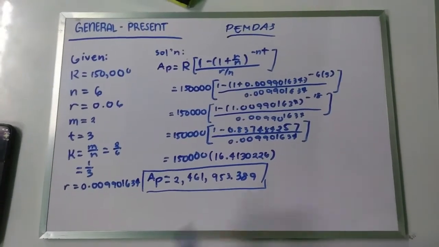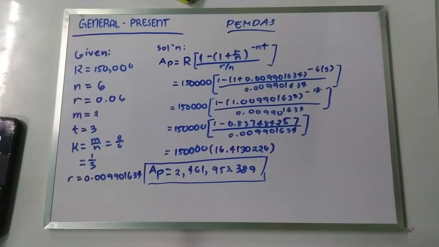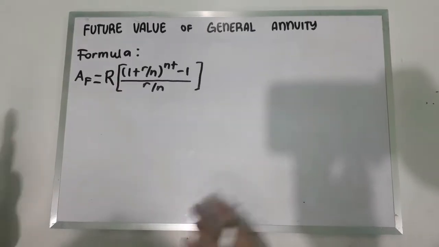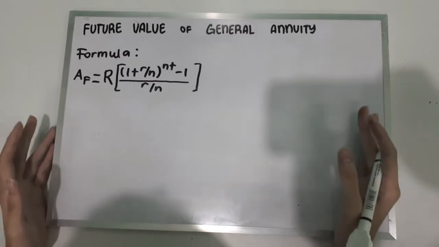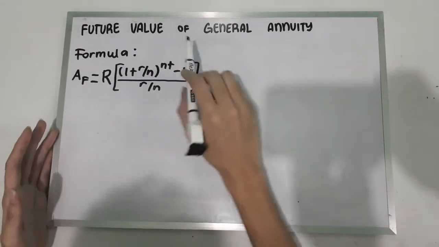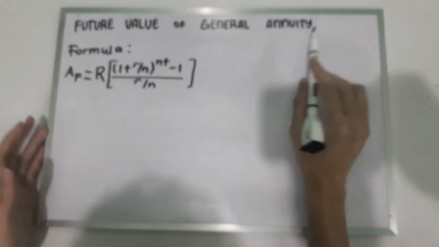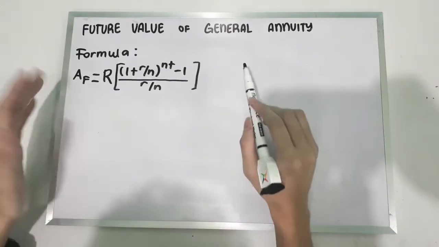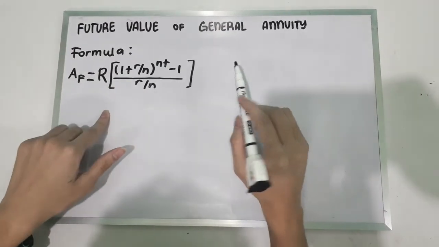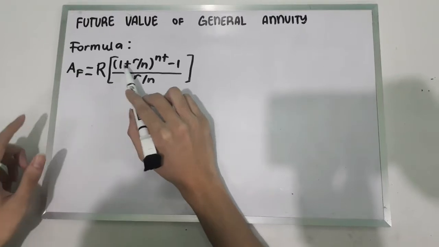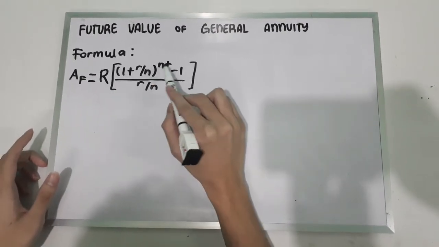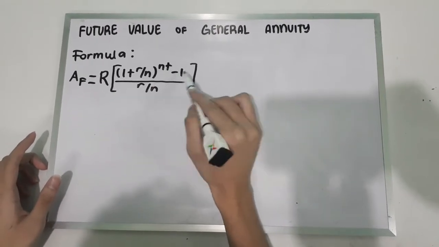That concludes our example number 1. So, our second and last topic for this video is about future value of general annuity. Our formula is A sub F equals R times the quantity of 1 plus R over N to the power of NT minus 1, over R over N.